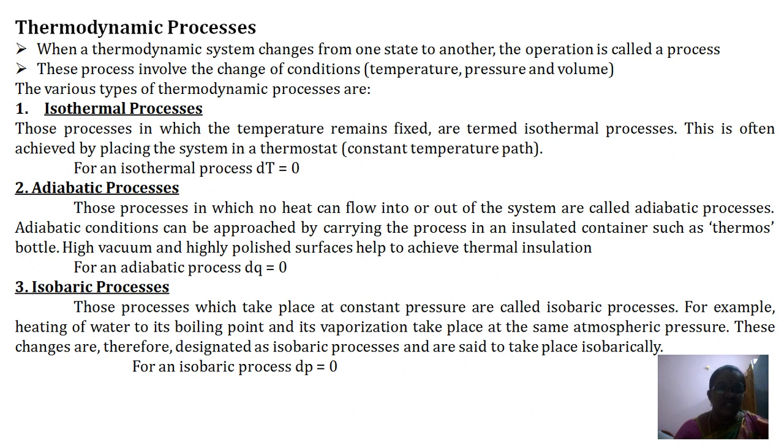First one is isothermal process. Those processes in which the temperature remains fixed are termed as isothermal processes. This is often achieved by placing the system in a thermostat, that is, a constant temperature bath. For an isothermal process, change in temperature dT is equal to 0.